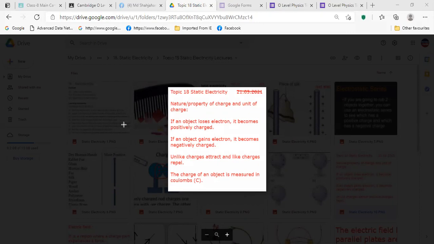Are you done with writing, everyone? No, sir. Only this information is new for you, that is, the charge of an object is measured in coulombs. The other things you know. So can we go to the next? Yes, sir.